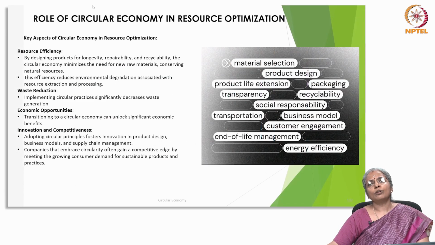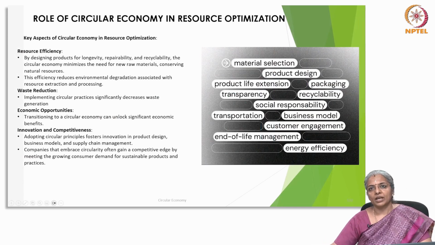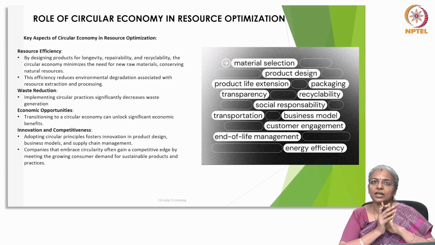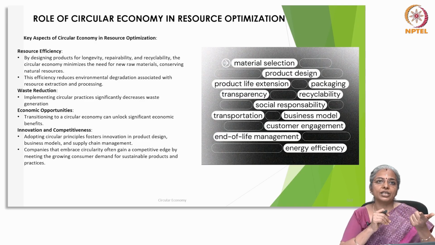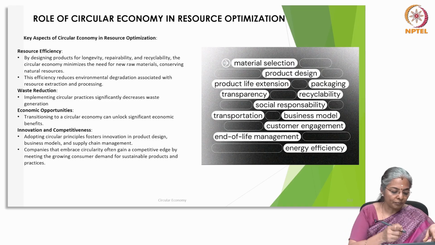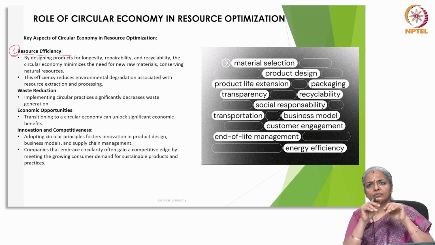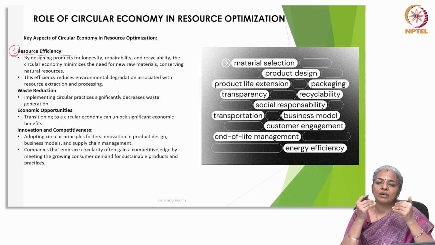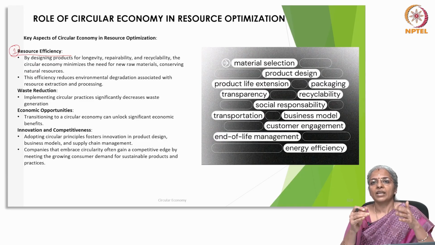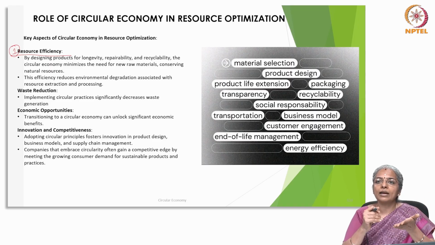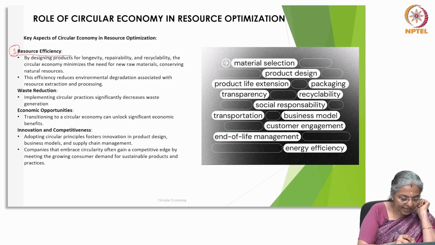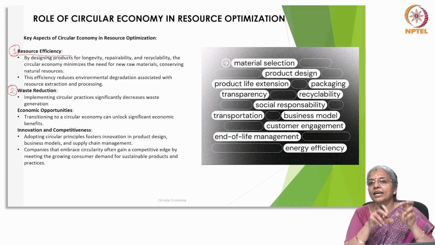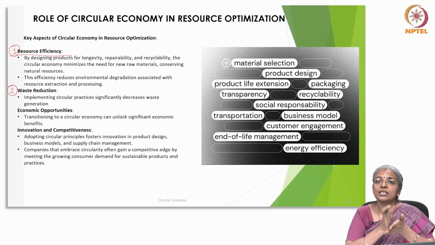Let us now see the role of circular economy in resource optimization. So, there are key aspects of circular economy when it comes to optimizing resource. First, I have already mentioned all of these, but I am reiterating it now in a different way. The first is resource efficiency. So, when you start designing products for long life, or to enable them to be repaired or even recycled, the circular economy will minimize the need for virgin new raw materials, thereby it will conserve our natural resources. And this efficiency will reduce the burden on the environment and prevent environmental degradation. Second is waste reduction. So, when we start applying circular practices, we can definitely reduce waste significantly.